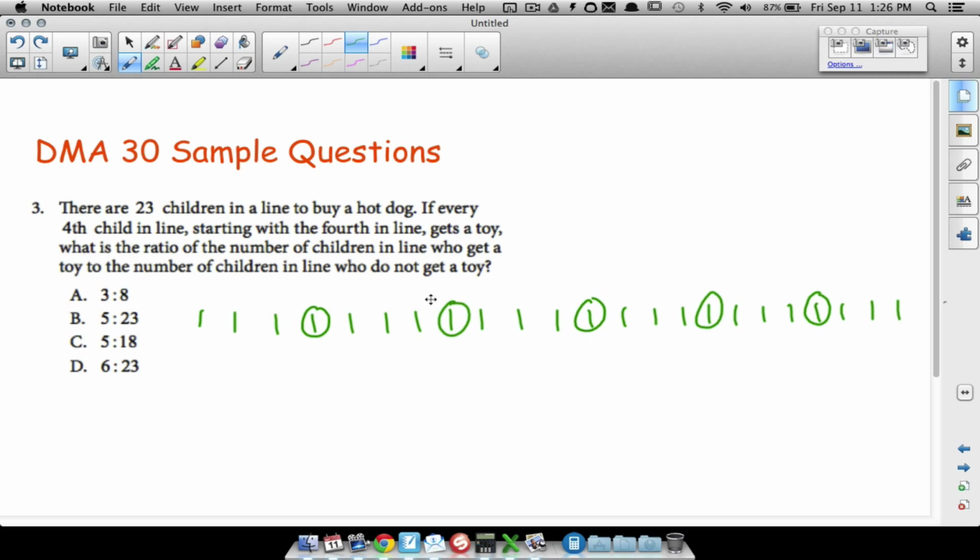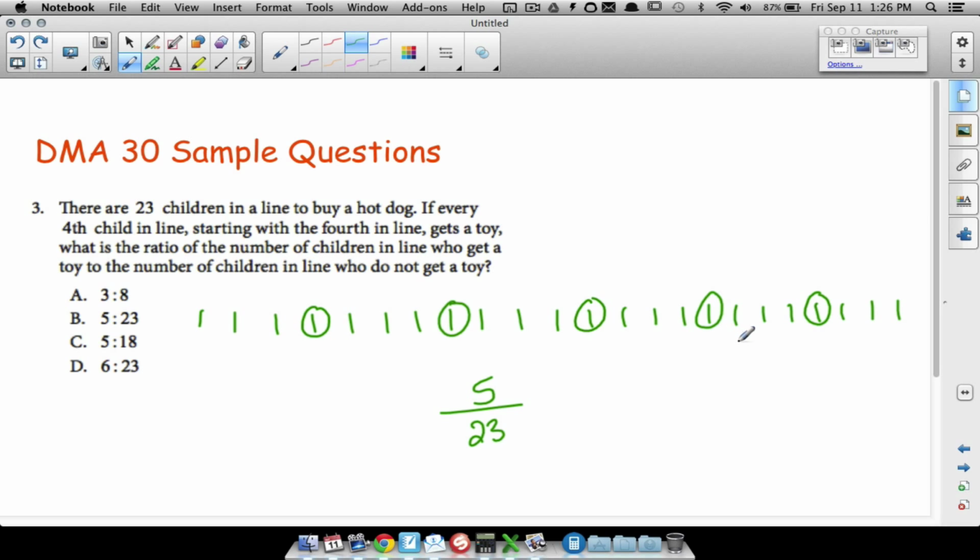So what's the ratio? Every one that I circled is every fourth child in line. Therefore, we can say 1, 2, 3, 4, 5 out of how many children? 5 out of 23 children get a toy. This is not the ratio we're looking for. You could think of it as a percentage. If we take 5 divided by 23, we could get a decimal and then a percentage. But we want the ratio of children in line who get a toy to the number of children in line who do not get a toy.